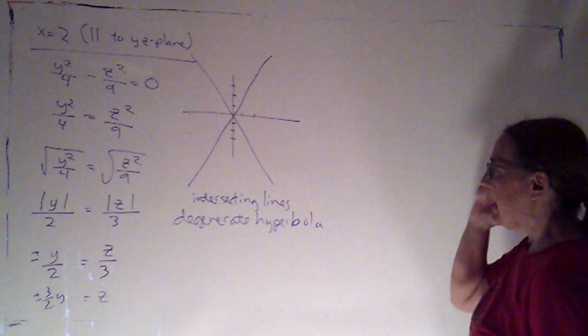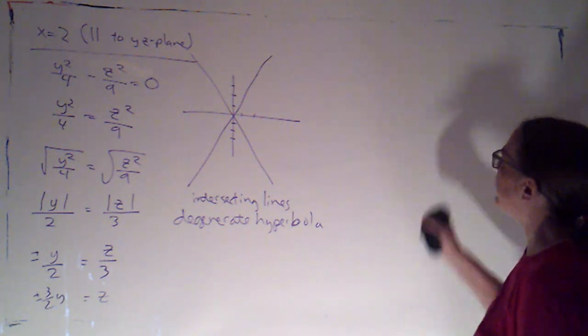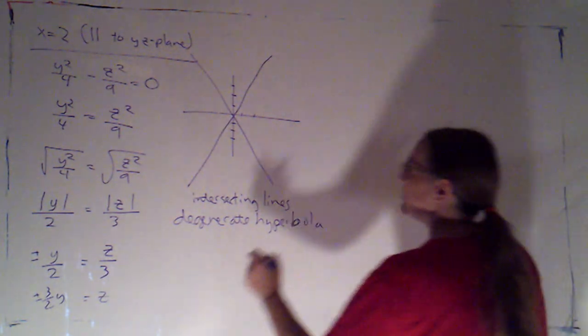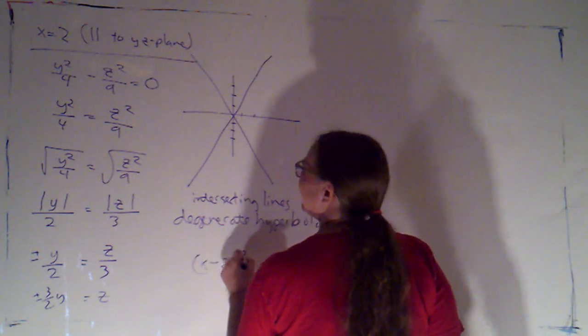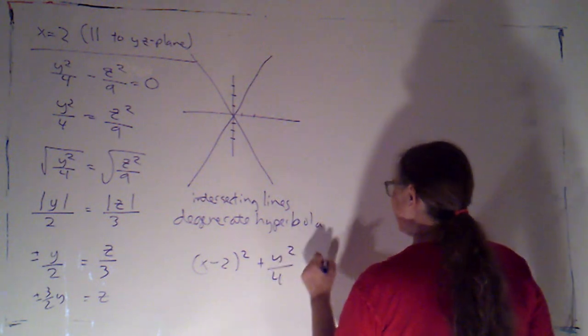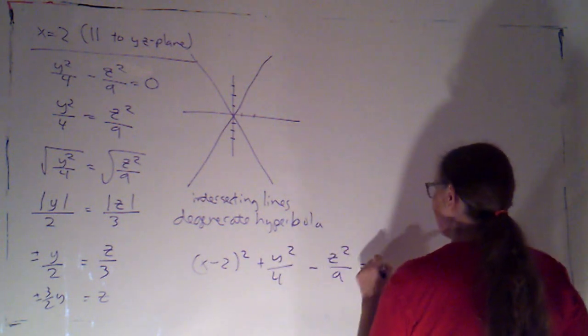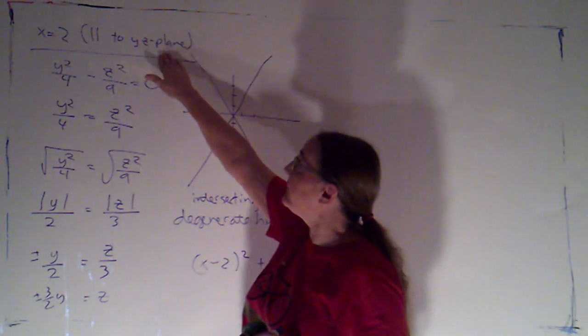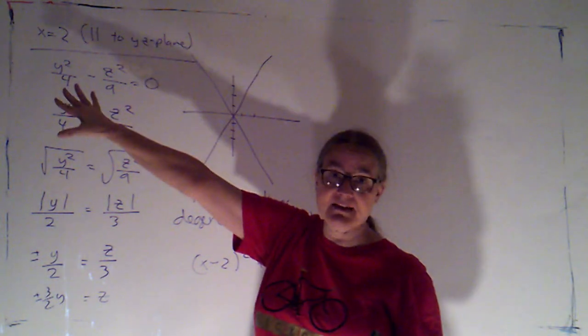Okay, excellent. Now, I've erased my equation. That was foolish. So let's see, it was x minus 2 squared plus y squared over 4 minus z squared over 9 equals 0. That was my equation. Okay, so this is the plane parallel to yz that passes through the center.